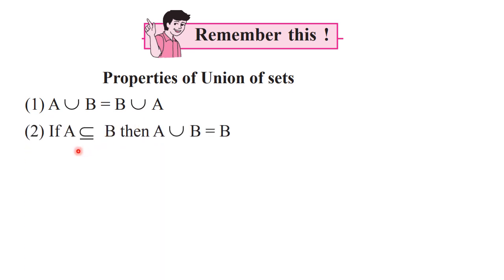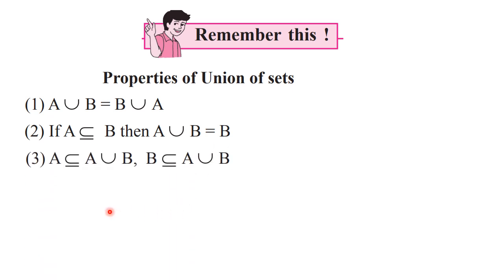Then the second one, if A is a subset of B. A is a subset of B means what? A is the smaller set and B is the bigger set. Then A union B is B, the bigger set. Okay, don't get confused with the previous example. There it was exactly opposite. B was a subset of A. But here while writing the properties, they have written A is a subset of B. Means A is smaller and B is bigger. And that is why A union B is equal to B. The bigger set you are going to write. For intersection, we are writing the smaller set.